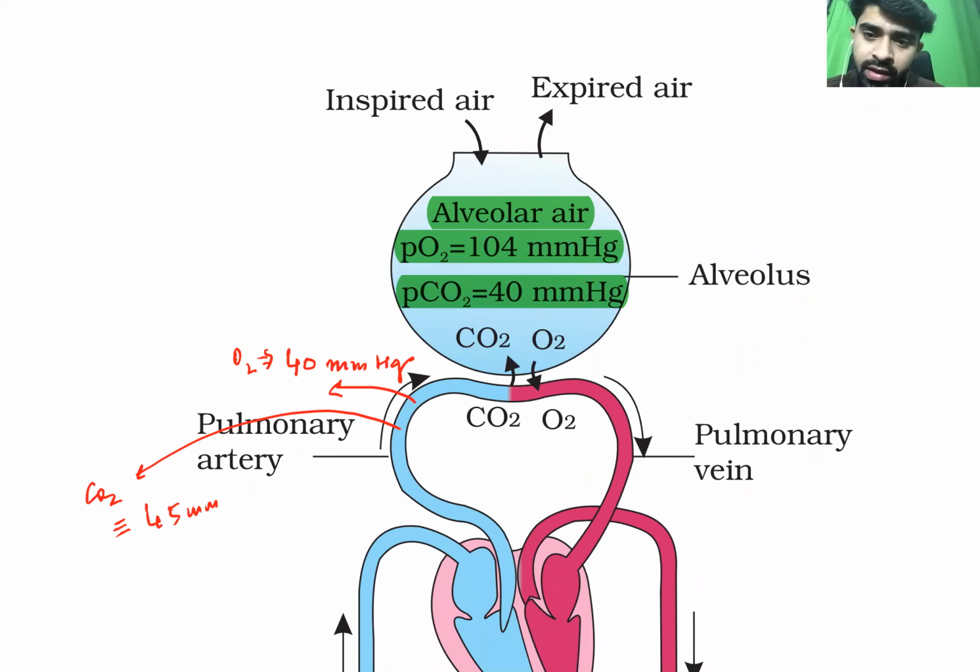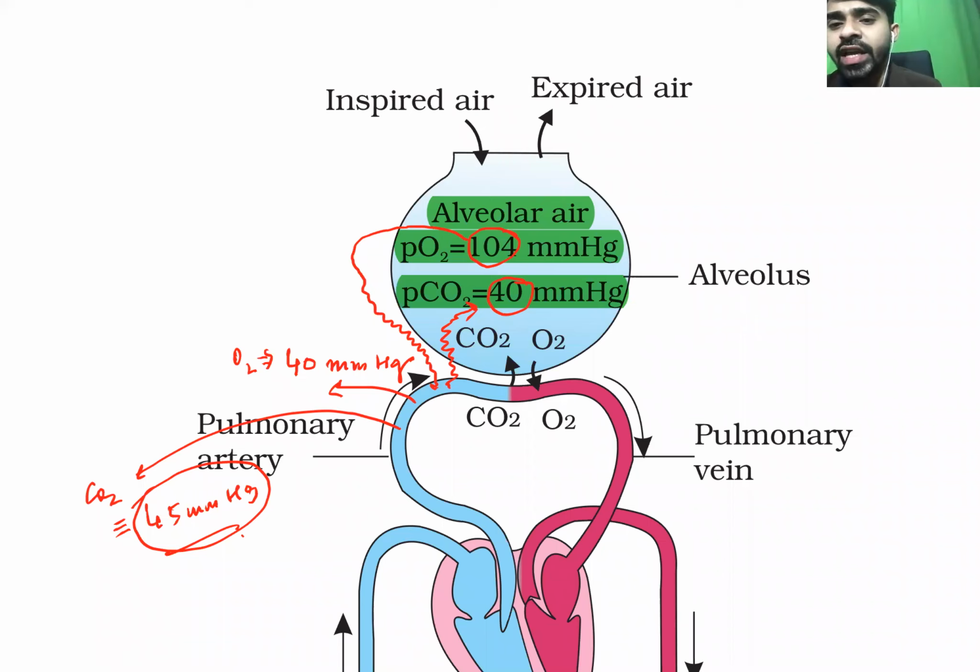45 millimeter mercury. Now, by the law of diffusion, oxygen can pass from here to there. Yes or no? Yes. And this is 40, and partial pressure of carbon dioxide is 45. So carbon dioxide can go from here to here. Yes or no? Yes, sir. And after the exchange is over, there is an end point. The end point of exchange is not 104.